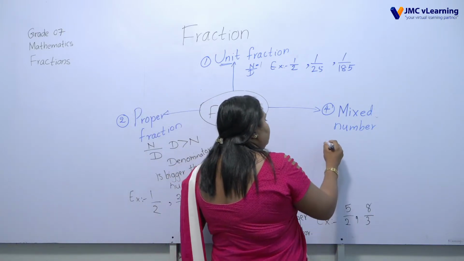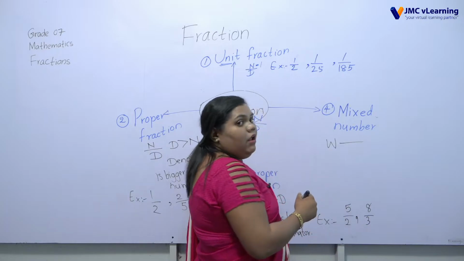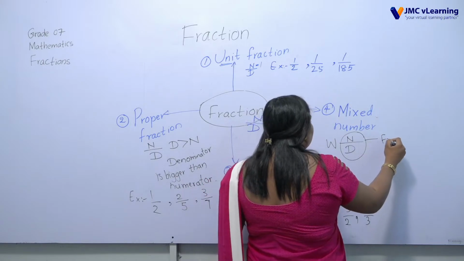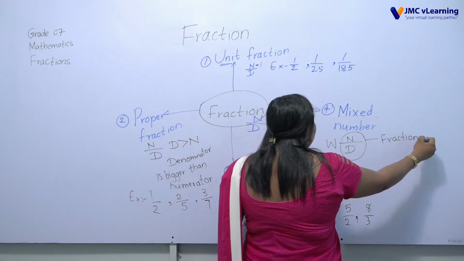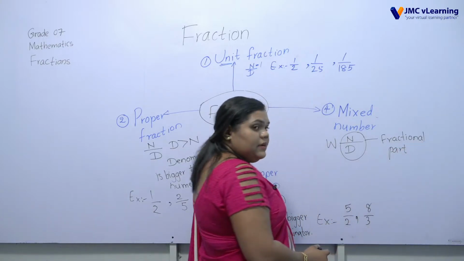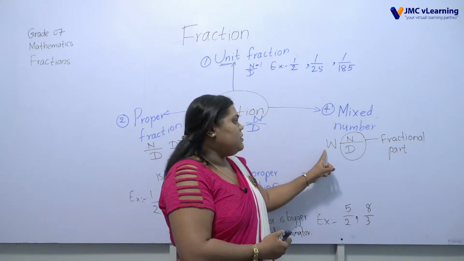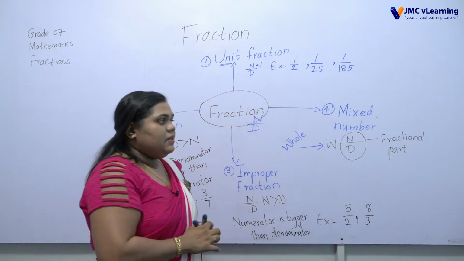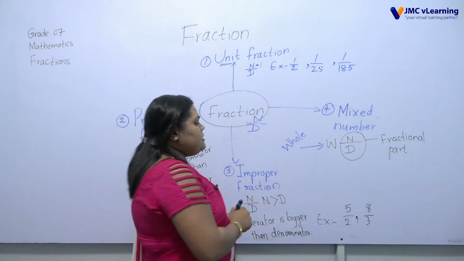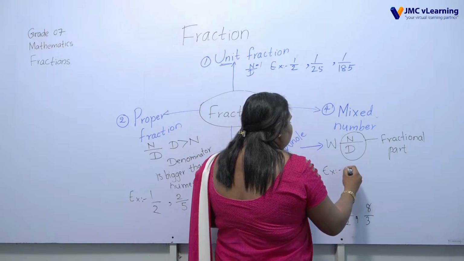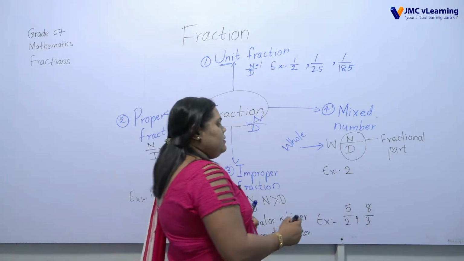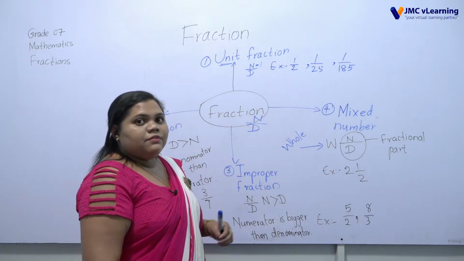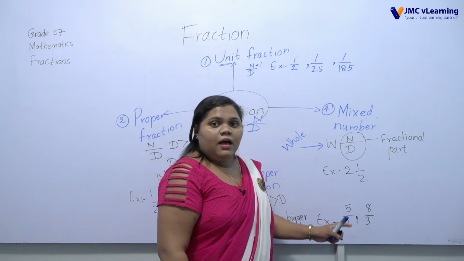It means we can write like this. This W denotes the whole number, and after that the fractional part. This one shows the fractional part. Are you clear, children? Mixed number has two parts, the whole number and the fractional part. For example, we can write like this: 2, 2 is the whole number, and like this, 2, 1 out of 2. We can call that one 2 and a half.